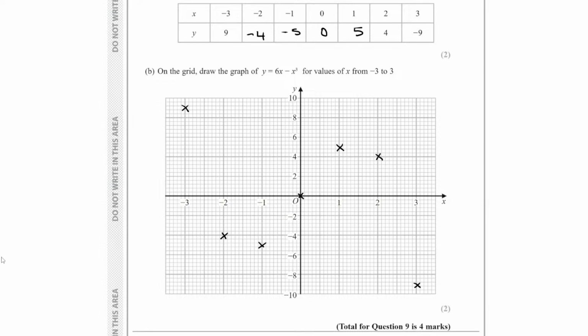Obviously, do all of your graphs with pencils, right? So if you need to rub it out, you can. Don't just go straight into it with your pen. Okay. Luckily, we don't have to read any values off of it. Oh, that was horrible. But you'd obviously get the point. You'd do a much better job than I would. Something like that. It should look kind of like this kind of shape, basically. That's a cubic graph. Okay, that's 4 marks for both of those.